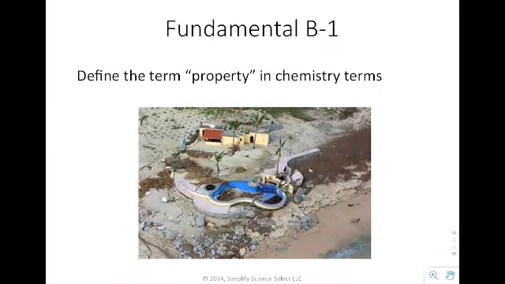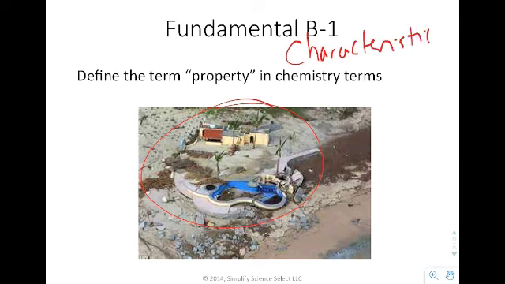So fundamental B1 says determine property in terms of chemistry. We talked about this in the previous example. Remember, property refers to a characteristic. That's all property means. Now, if it's talking about a physical characteristic or a chemical characteristic, that's where our definition has to change.